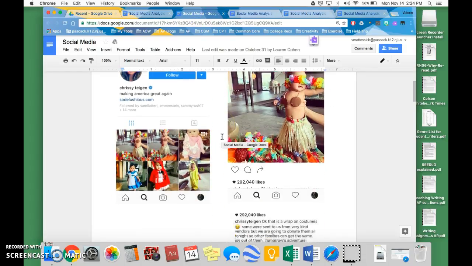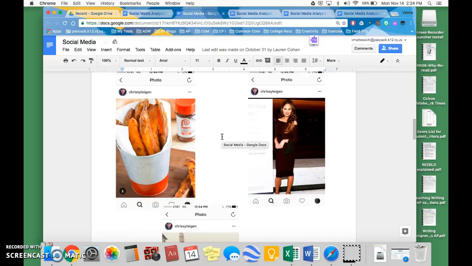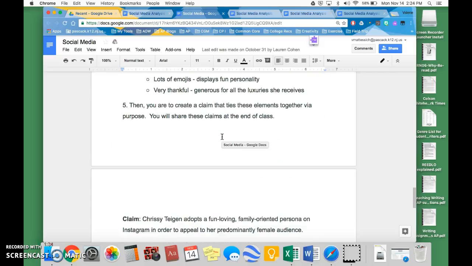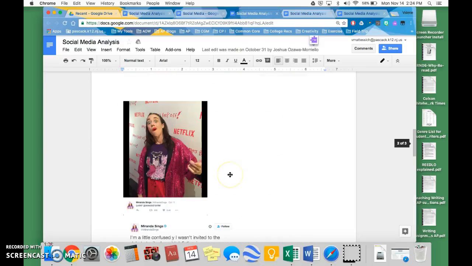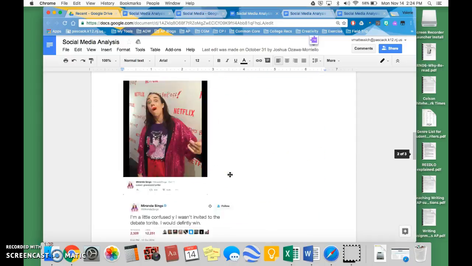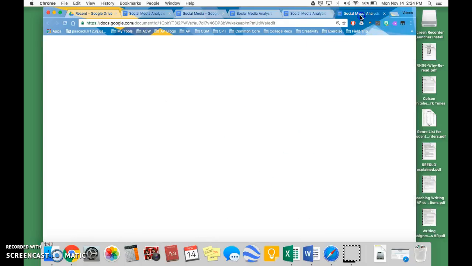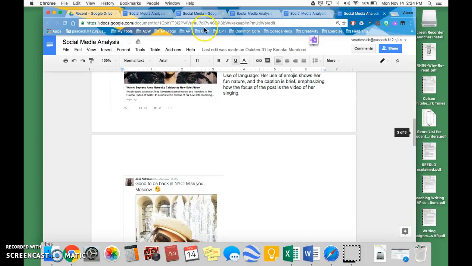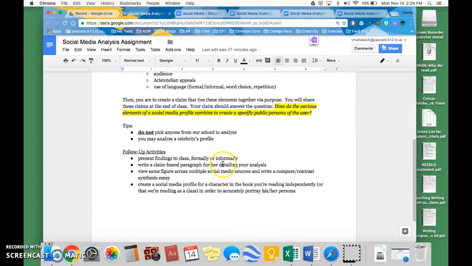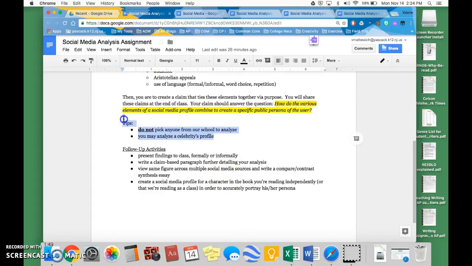So this is what one set of students' Google Doc might have looked like. This is another. So they have multiple screenshots. There's kind of their brainstorming and thinking, et cetera. So these are four different ones that I'm choosing to share with you. Now, I did say that they should not pick anyone from our school, a friend, an enemy, etc., to analyze. I think that just invites trouble, and I've always kept that as a rule. And celebrities were certainly fair game.